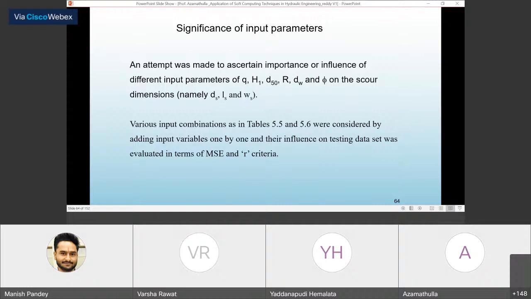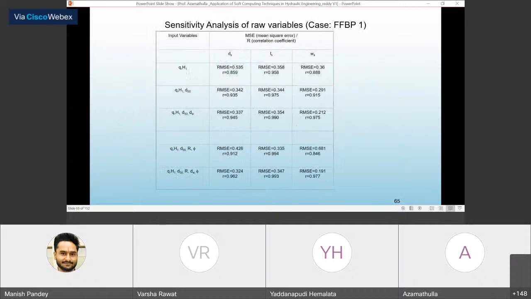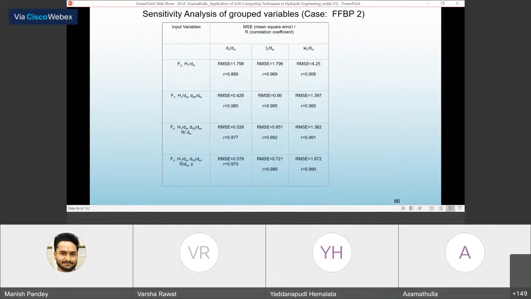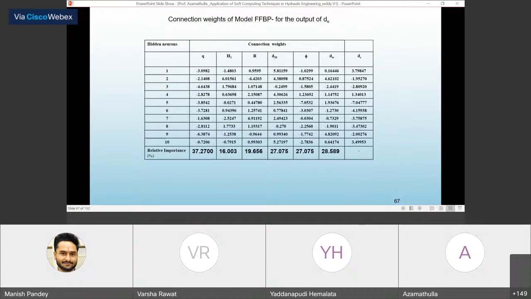We also did some sensitivity analysis: if you remove one variable, how will your output vary? Here you can see the sensitivity analysis I did using raw variables. You can see how the error varies. If all 6 variables are used, the error is reduced, and you also get a very good correlation coefficient. In the case of grouped variables, I also did the same and you can see how it varies.